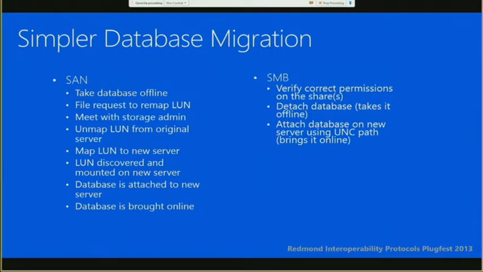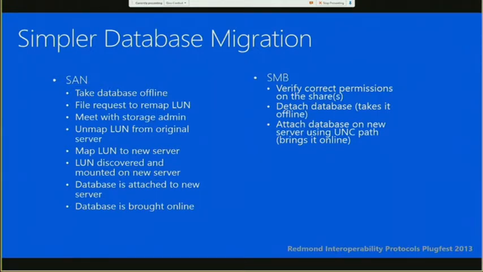If you have it on a file share, all you have to do is make sure that the permissions are there, that the file share and the file permissions on the share are correct for the account that SQL Server runs in. You can do that while SQL is still running. Then you detach it on the old database server, attach it on the new one, done. That's all they have to do to move your SQL Server from one server to the other.